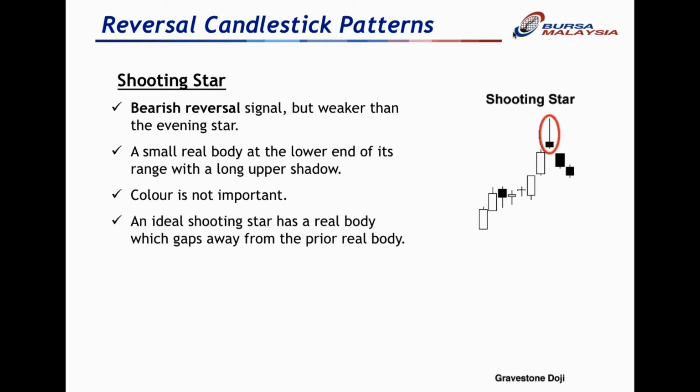Okay, and this is a variation to a shooting star. It is called a gravestone doji. So it looks like a gravestone, right? So when you see a gravestone doji, it is an even stronger bearish reversal signal than a shooting star, because it means that the uptrend is dead. Okay, there's a gravestone there, it means that the uptrend is dead and it's likely to reverse.